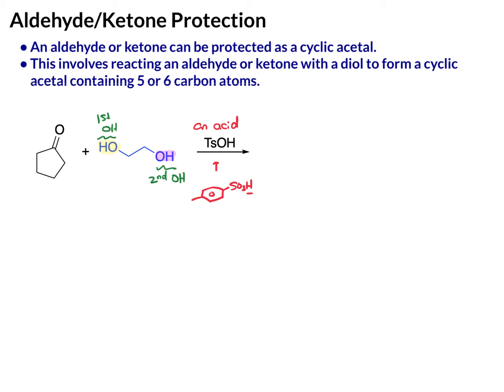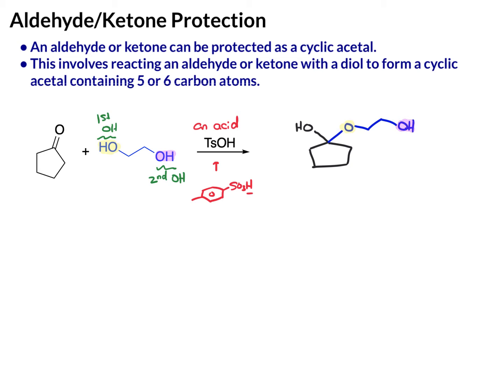When we add that, it follows the same mechanism that we did before, so really nothing new there. You would protonate this oxygen with the acid, then add the lone pair of the alcohol in, and eventually you get to the hemiacetal. So we get the OH, right, so here's the oxygen I highlighted in yellow. Here's the one in pink.